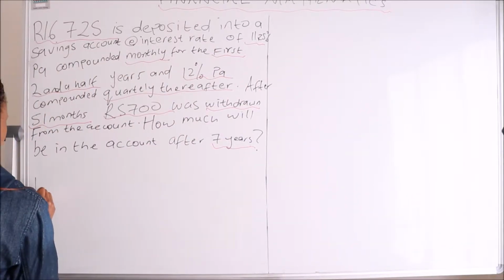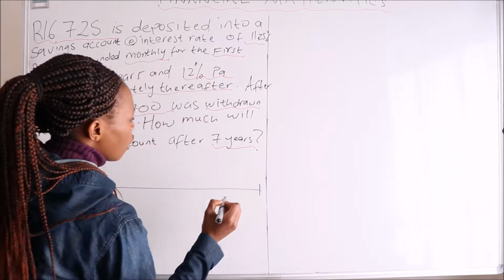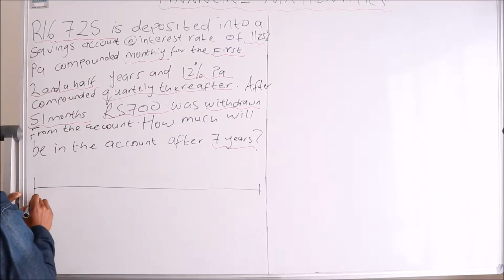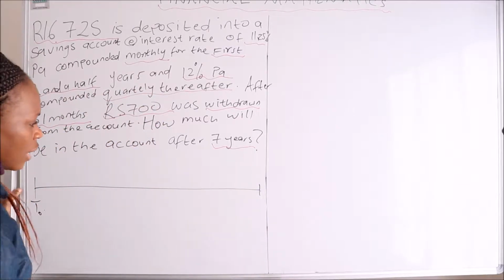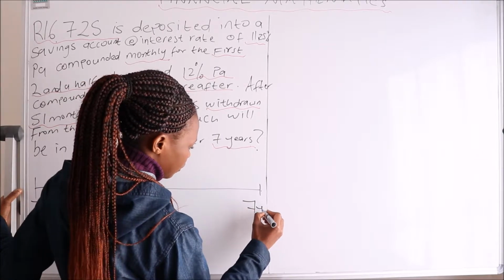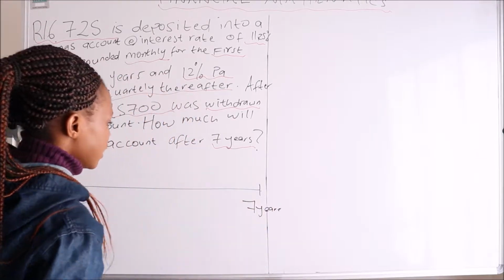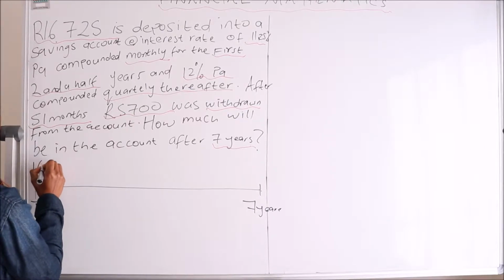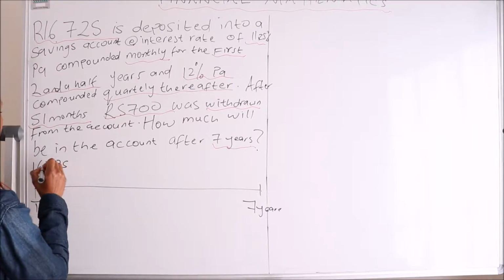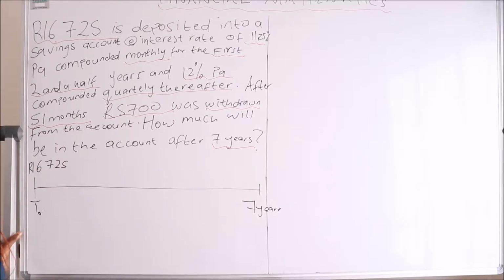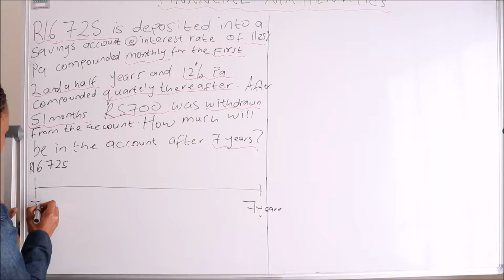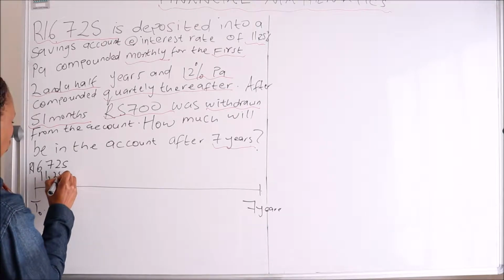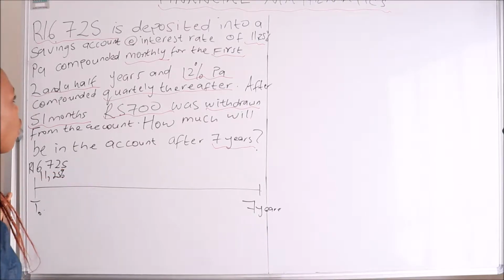Alright, I'll just do a rough sketch of our timeline, of which we have 7 years. So this is our T0 right there, and we have 7 years in here. With 7 years, it says that 16,000 will be deposited in year 0 into a savings account at an interest rate of 11.25%, which is compounded monthly.